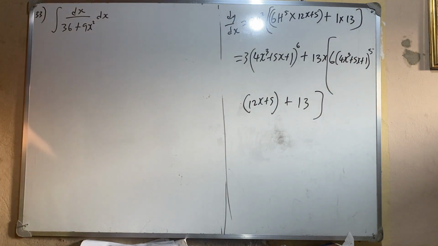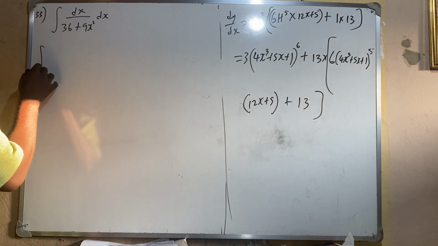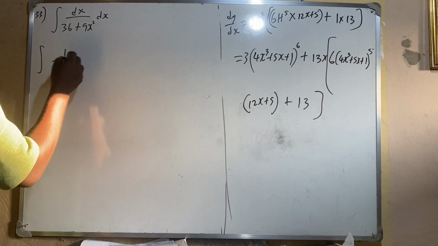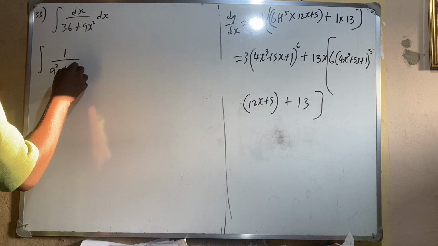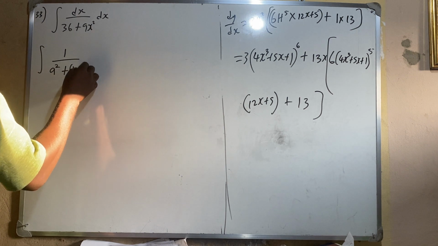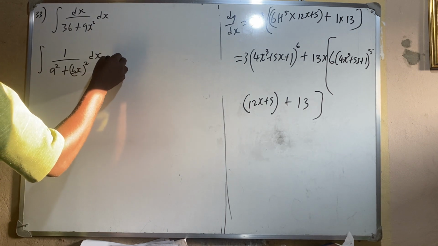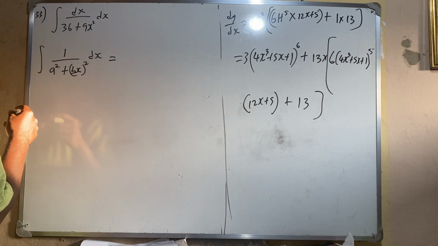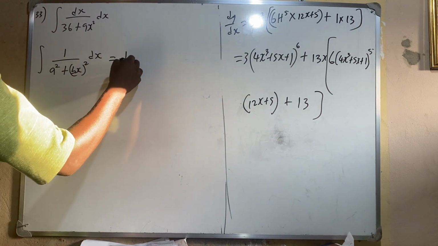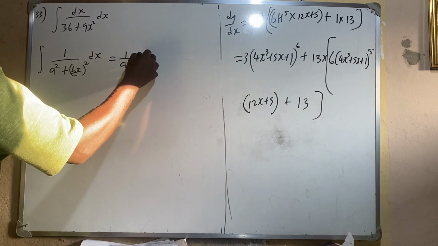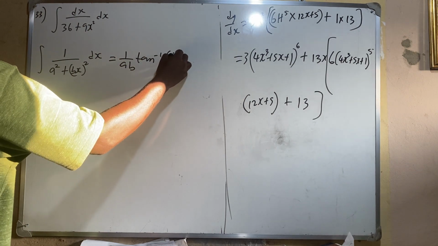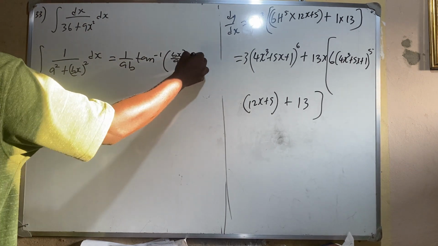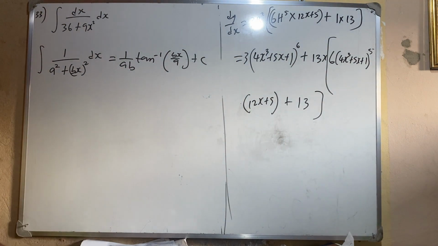Yes, I have it. So this one says if you have the integral of 1 over a squared plus bx all squared dx, your answer is simply 1 over ab tan inverse of bx over a plus a constant. So you need to know all these things.